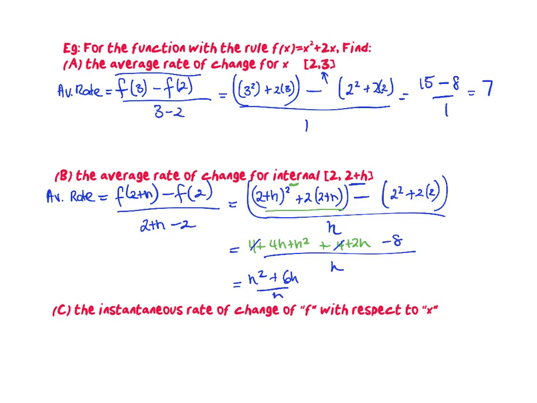Okay, and now the last one, they want the instantaneous rate of change of f with respect to x. So all they're really saying, we know we find the instantaneous when we find dy dx, is can you find the derivative of this function, which we can, which would be 2x plus 2. Yeah, because the function was x squared plus 2x.